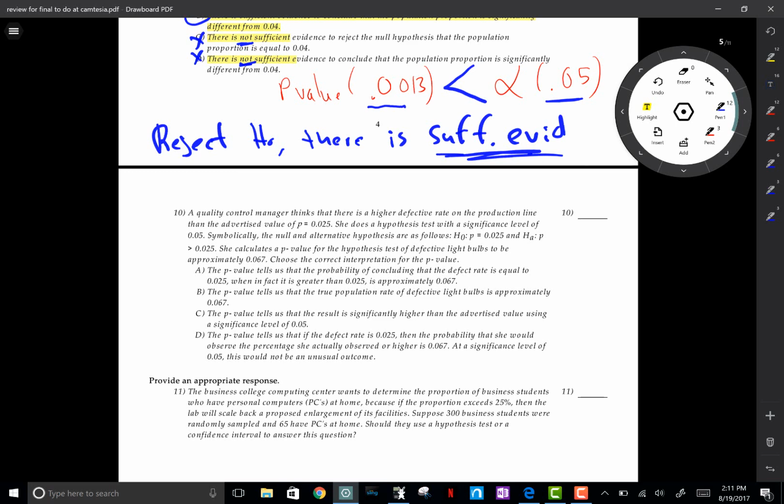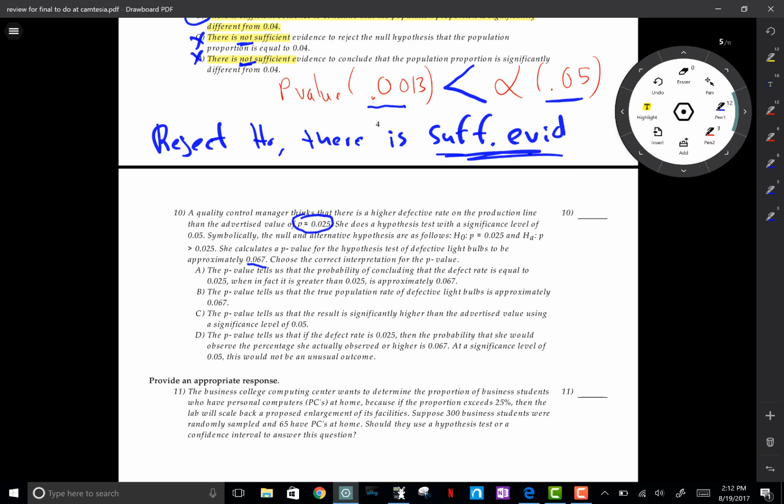She calculated the p-value for the hypothesis test of defective light bulbs to be approximately 0.067. So it says choose the correct interpretation of the p-value. If you remember, the p-value is always saying that, okay, this is the probability that we get this event or an event even more extreme than this event, given that the null hypothesis is correct. So the null hypothesis is that p is equal to 0.025.